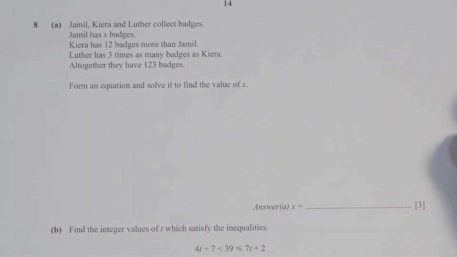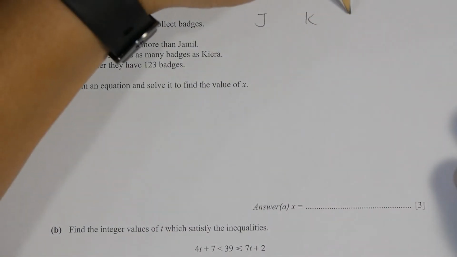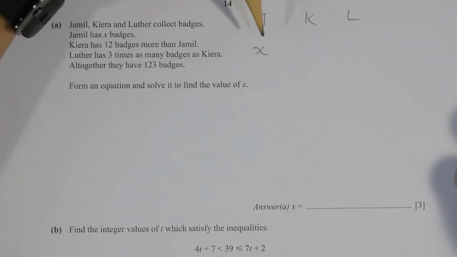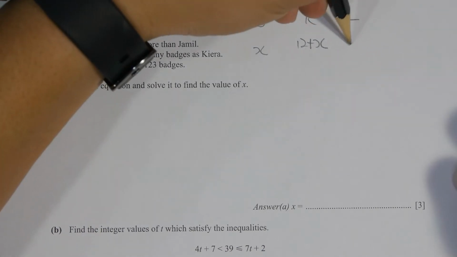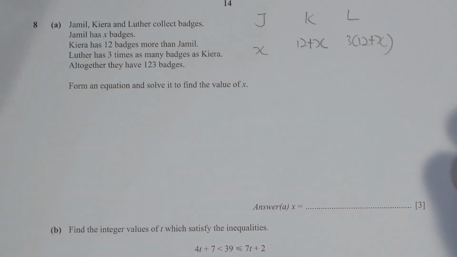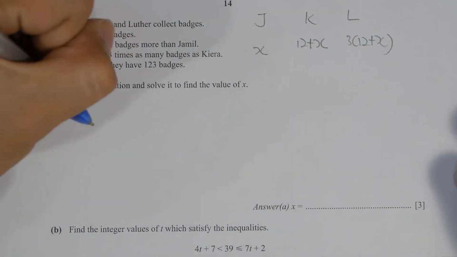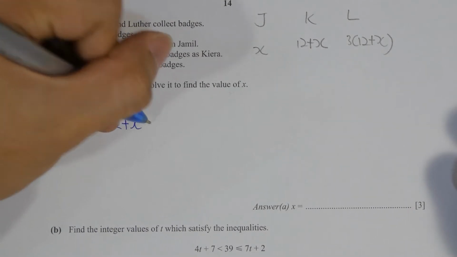Okay, so Jamil has X badges. Kira has 12 more badges than Jamil. So Jamil is unknown. Okay, Kira will be 12 plus unknown. Okay, and Luther has 3 times more badges as Kira.